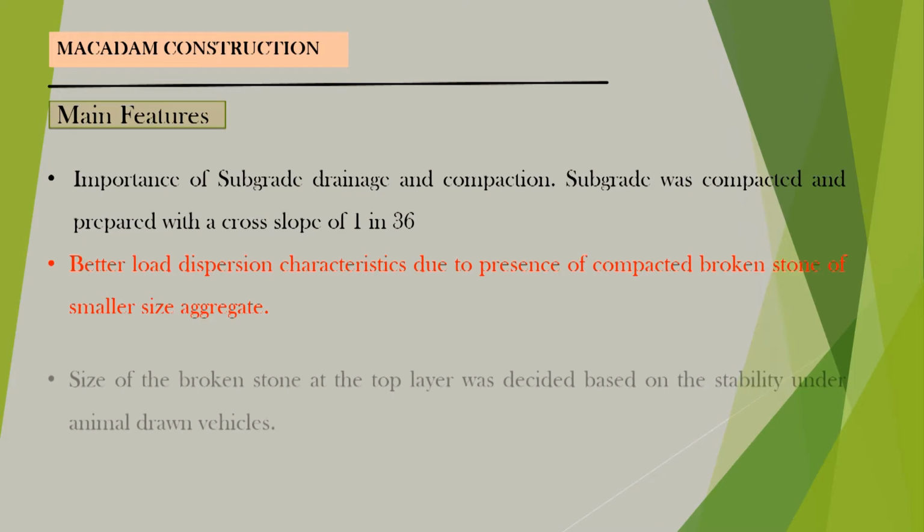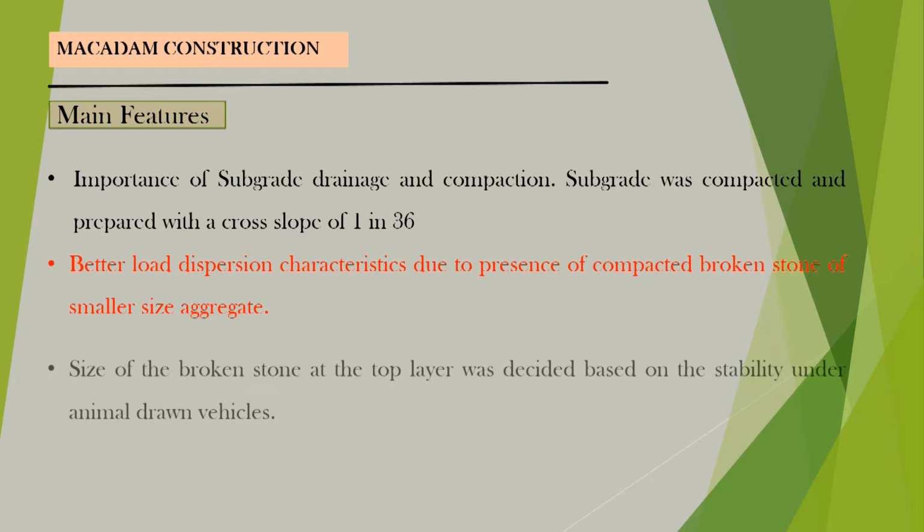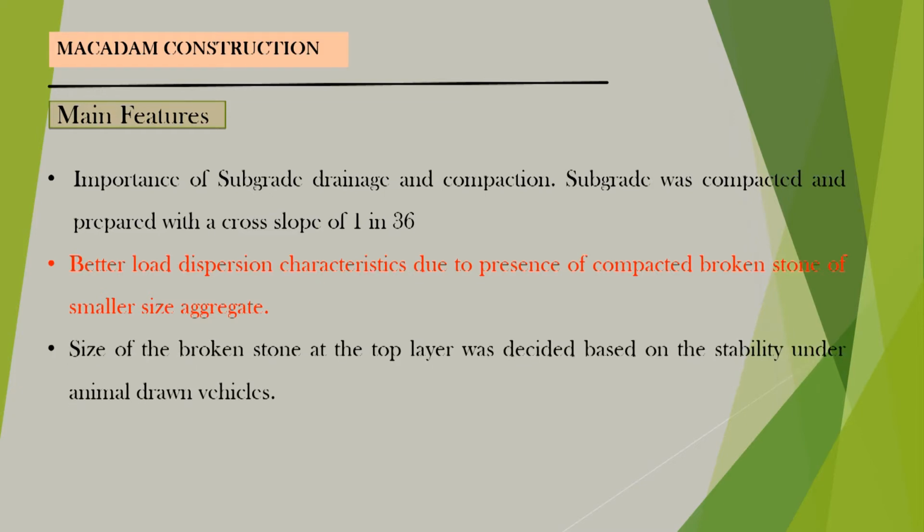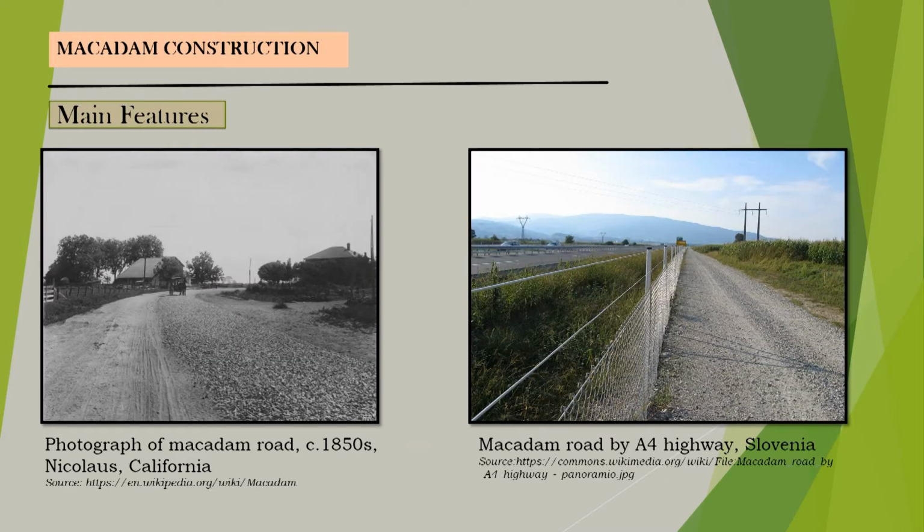We can see two pictures here of how Macadam roads are being constructed or were constructed. On the right hand side, we can see a Macadam road by the A4 highway in Slovenia, while on the left hand side, we can see a photograph of a Macadam road constructed in Nicholas, California around 1850.